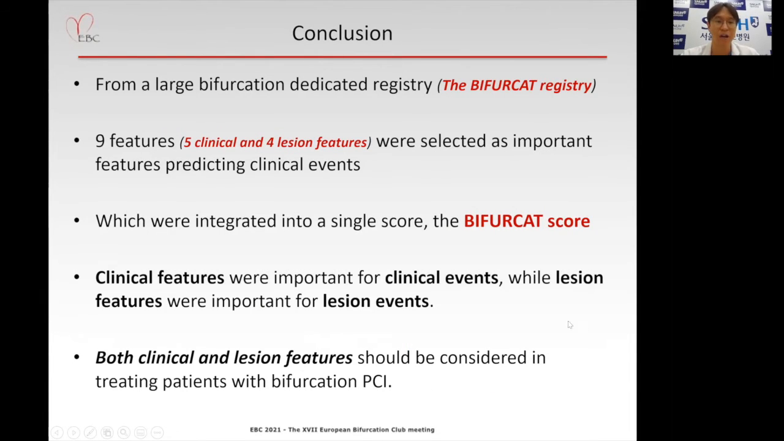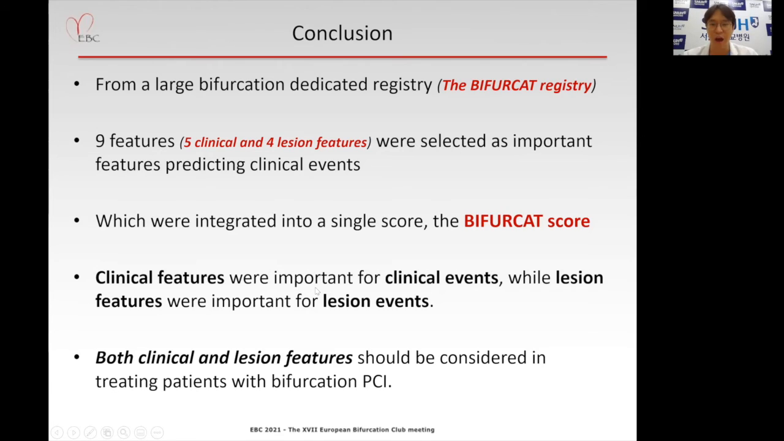From a very large bifurcation dedicated registry, the BIFURCAT registry, we could select 9 features, 5 clinical and 4 lesion features, that were important in predicting clinical events. These 9 features were integrated into a single score, the BIFURCAT score, which is very easy to calculate in the clinic. And interestingly, the clinical features were important for hard endpoints, while the lesion features were important for lesion endpoints.